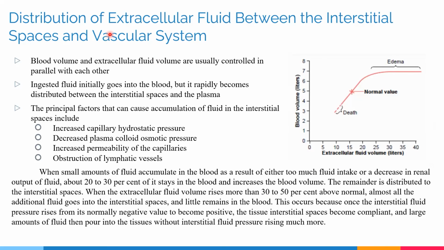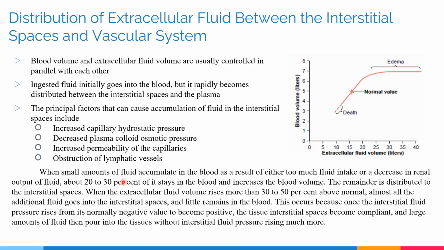Finally, we look into the distribution of extracellular fluid between the interstitial spaces and the vascular system. Blood volume and extracellular fluid volume are usually controlled in parallel with each other. Ingested fluid initially goes into blood, but it rapidly becomes distributed between the interstitial spaces and the plasma. The principal factors that cause accumulation of fluid in the interstitial spaces include increased capillary hydrostatic pressure, decreased plasma colloid osmotic pressure, increased permeability of the capillaries, and obstruction of the lymphatic vessels. All of these factors can cause accumulation of fluid in the interstitial spaces, which is known as edema.